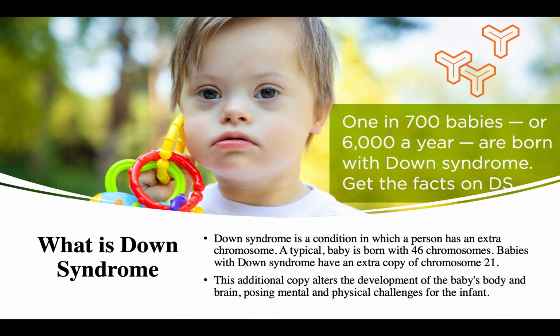This additional copy will alter the development of the baby's body and brain, posing mental and physical challenges for the individual. According to the CDC, approximately 1 in every 700 babies, or 6,000 babies a year, are born with Down syndrome in the United States. This makes Down syndrome the most common chromosomal condition.